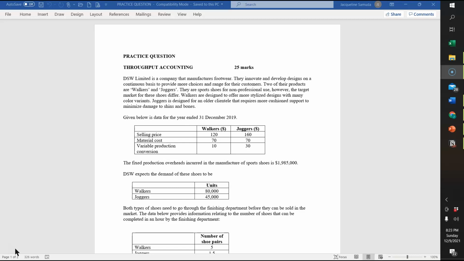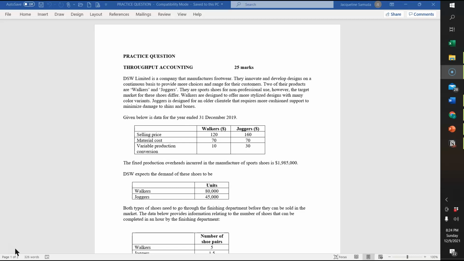Now, if you recall, this is your practice question. So I have loaded this up, hoping that you'd have used the time between the last time we met and today to go through the question and try it for yourself. So let me just quickly read through the question.